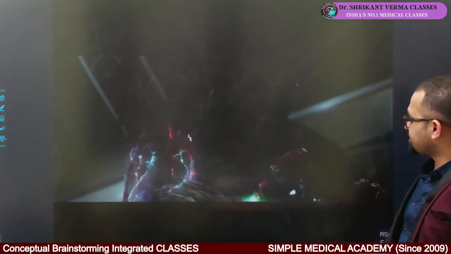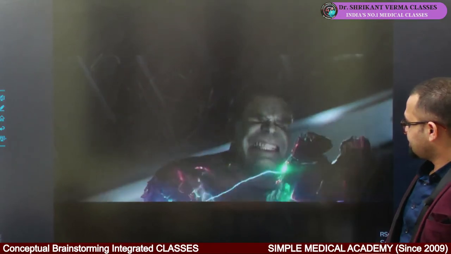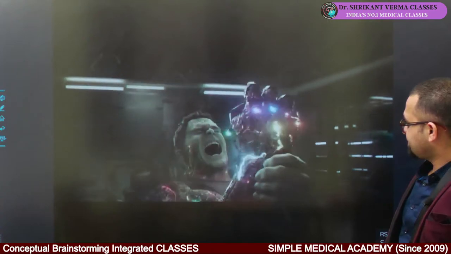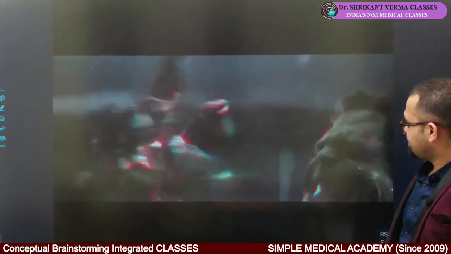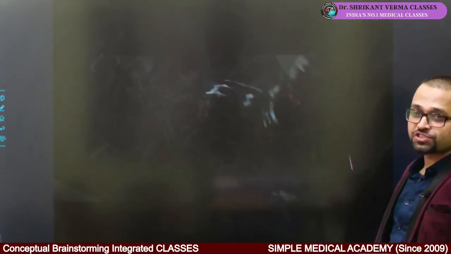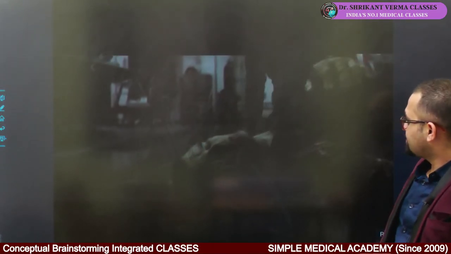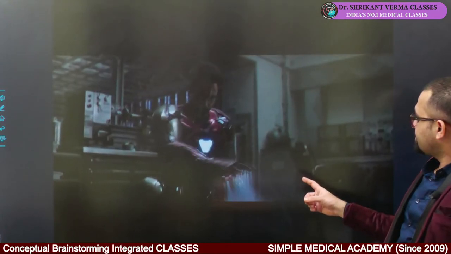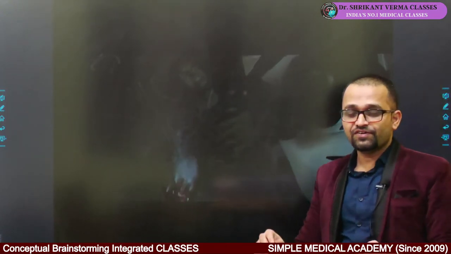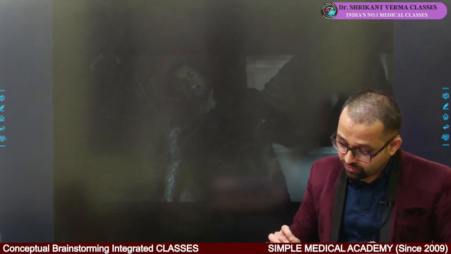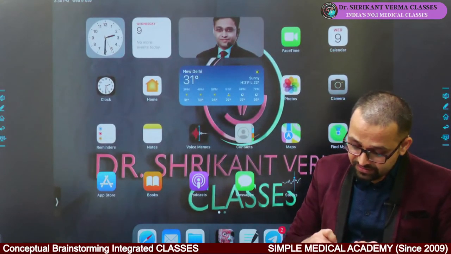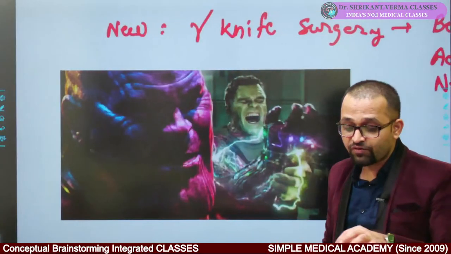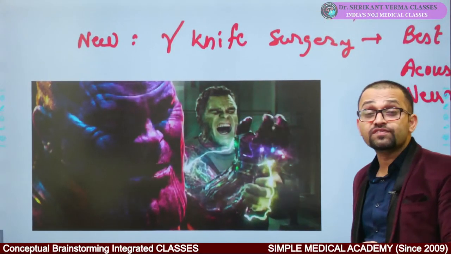And these are the gamma rays. So destructive. Can you see? The entire upper limb is damaged. And this process is needed. Fine. So what I want to tell you, just one thing, integrate this point. Now, I hope you will never forget gamma knife surgery.